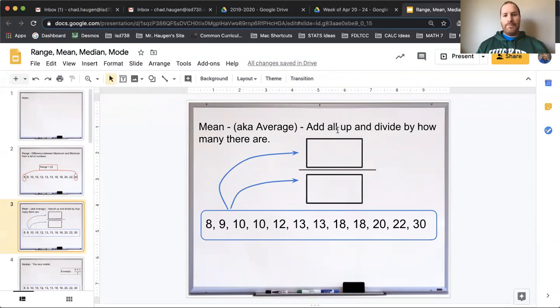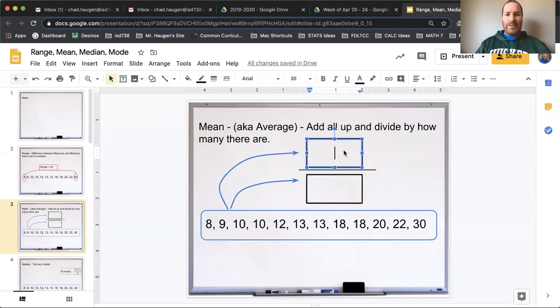So the mean is where, again, you add everything up and divide by how many there are. In this case, we would just add up all these numbers, 8 plus 9, and add everything up. If you want to skip ahead, you certainly can, but I'm just going to type in each one. 12 plus 13 plus 13 plus 18 plus 18 plus 20, 22, and 30. And so that's 183, which is what all of those added up to. Then I see how many there are: 1, 2, 3, 4, 5, 6, 7, 8, 9, 10, 11, 12. So there are 12 total numbers.